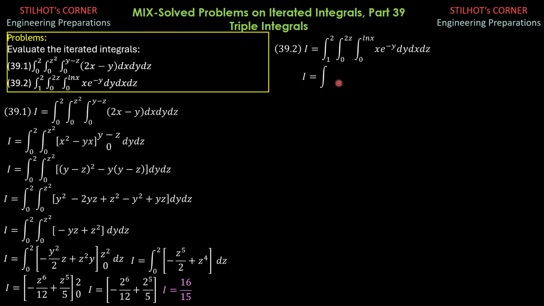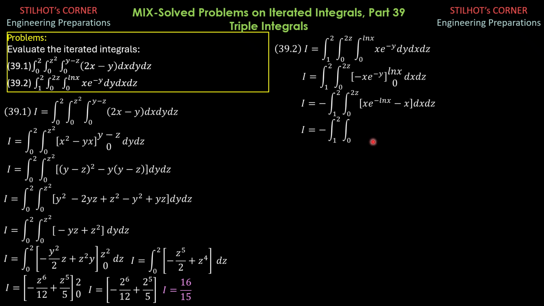So we have integral 1 to 2, 0 to 2z, quantity x times negative e to the negative y, 0 to ln x, dx dz. Substituting with respect to y, that would be integral 1 to 2, 0 to 2z of negative, here, x e to the negative ln x minus x, dx dz. Take note that e to the negative ln x is simply negative x. So that becomes negative x squared.